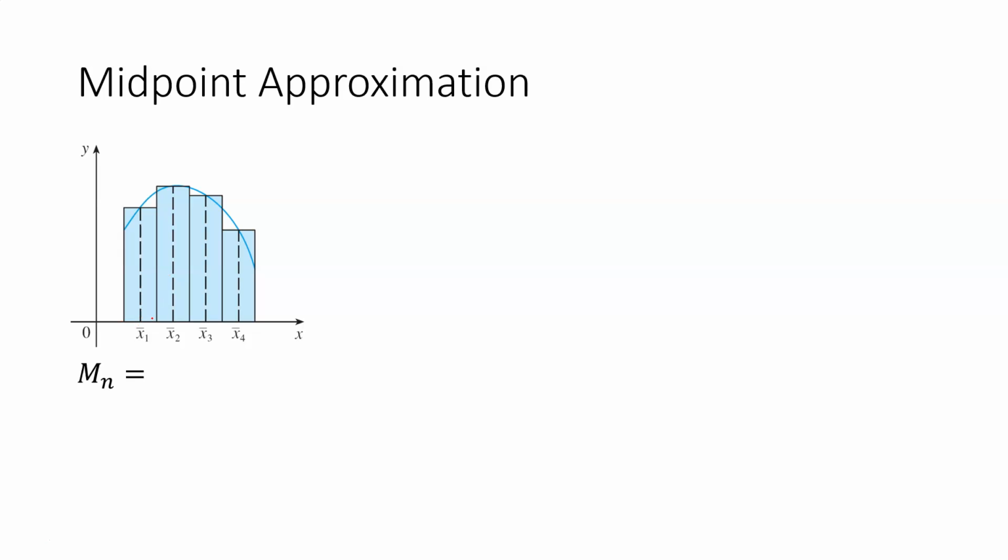Okay, but instead of now using the left or the right endpoint, we're going to need to find the midpoint of each of these subintervals. Okay, so in this case we would take the same delta x, take the length of our subinterval, which in this case would be from a to b. So you would do b minus a over n to get our delta x.